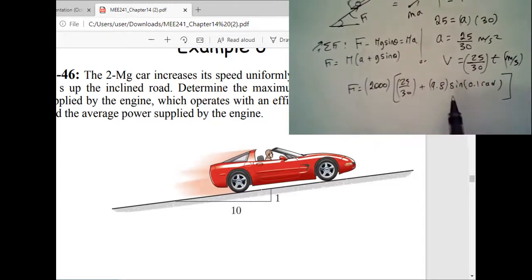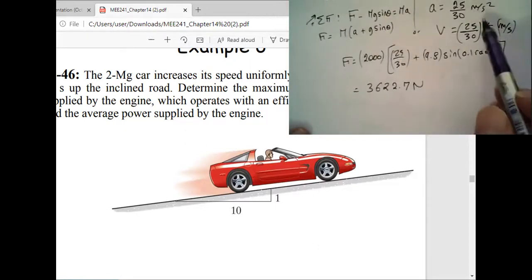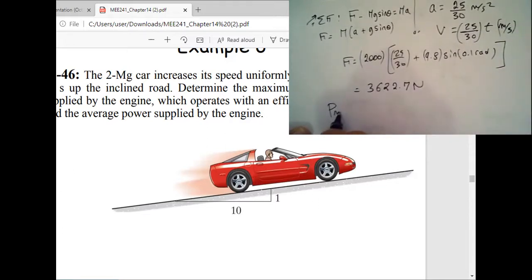And the force here is basically constant. And if you do the mathematics here, I believe, crunching the numbers, it will be 3632.7 Newton. So my force is constant. This is my velocity. So let's get the maximum power. So the maximum power happens at the maximum T, right? So P max is equal to F times max velocity, right?